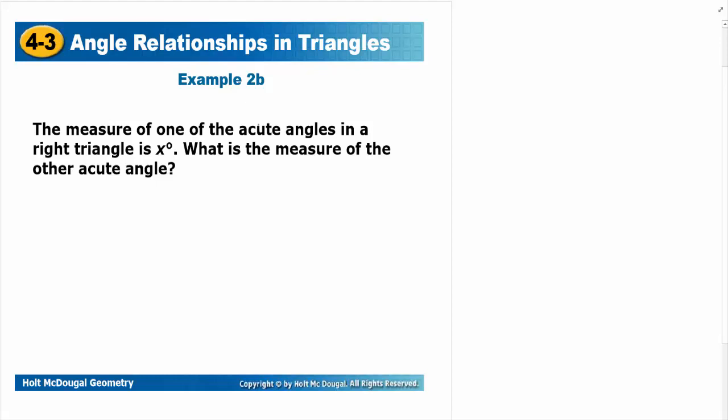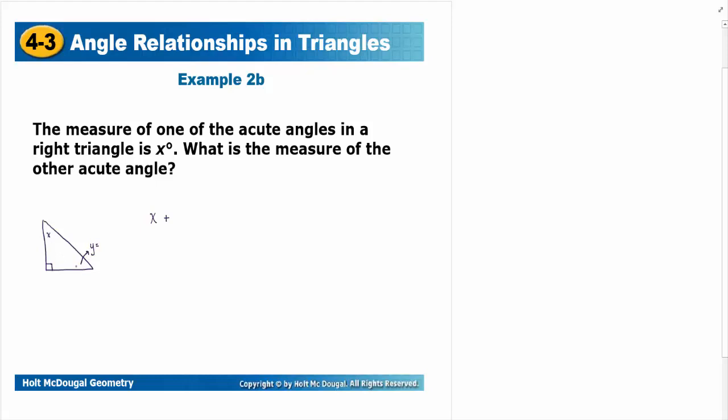Next up, the measure of one of the acute angles in a right triangle is x degrees. What's the measure of the other acute angle? So this is another situation where I'm using that same corollary theorem: my two acute angles are going to add up to 90. So x is one angle. The other one we don't know, because we called one x. You can call it y, but here's what I want you to think. How would you get y?